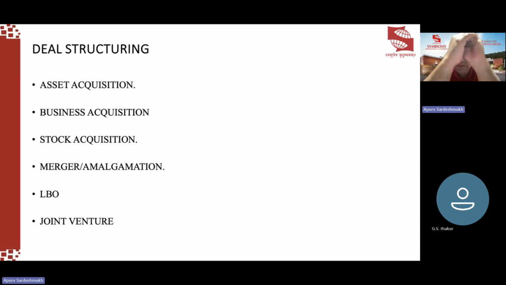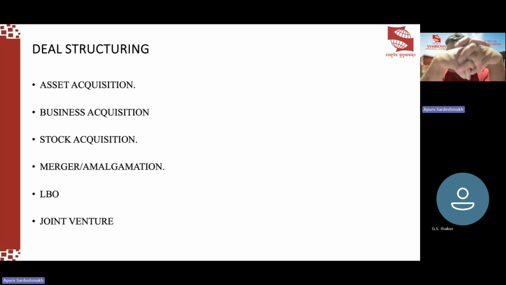The difference between a share acquisition and an asset acquisition is that you acquire the assets from the company. You don't own the company, you don't acquire the company, you only acquire certain assets. An extension of the asset acquisition is something called a slump sale in India, or a business acquisition.